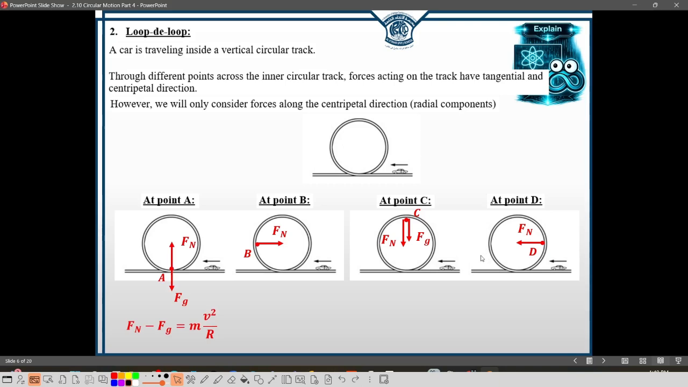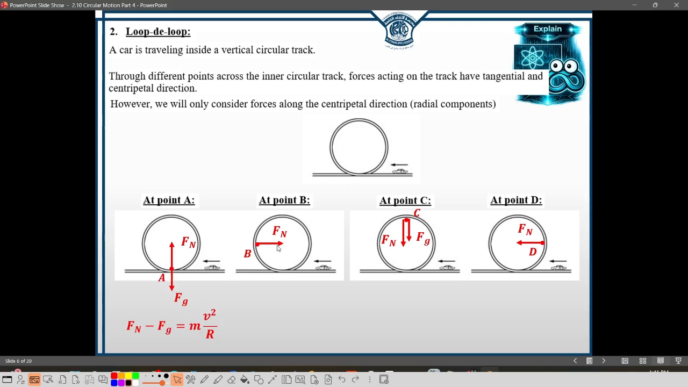Now for the first case, the forces along the centripetal direction are Fn and Fg. Since Fn is up and Fg is down, Fg takes a negative sign, and the difference between these two forces is equal to mv squared over r, because the difference represents the centripetal force, and the centripetal force always equals mv squared over r.